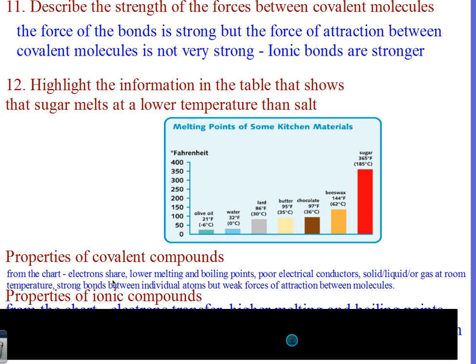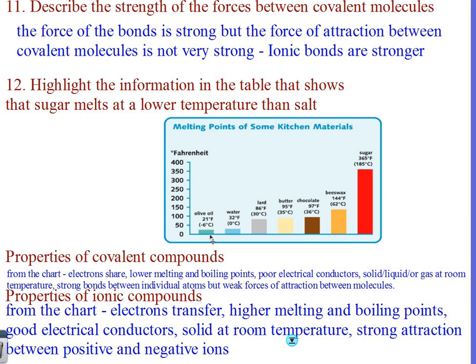So covalent compounds, the electrons share. They have lower melting and boiling points. They're poor electrical conductors. They are generally solid. They could be solid, liquid, or gas at room temperature. Strong bonds between individual atoms, but weak forces of attraction between molecules. They dissolve easily. That's one of the things.